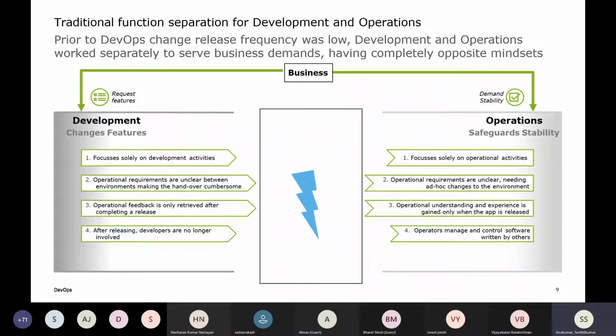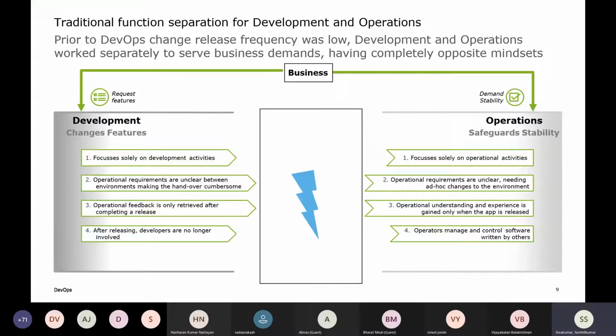So if you understand these two different layers, the functional part, what the business is here and how long it takes to achieve this: the requested features and demand stability are in two different phases, so a time delay happens between these two and it takes a much longer period to achieve the requirements. To avoid this, the concept of DevOps came about.